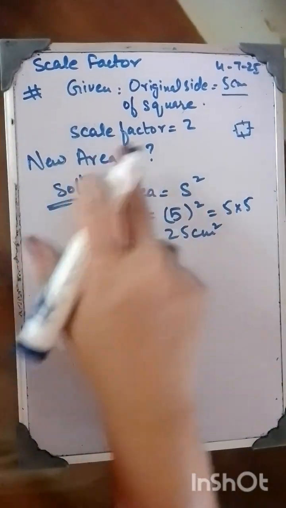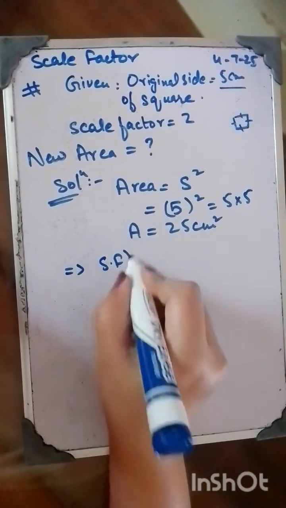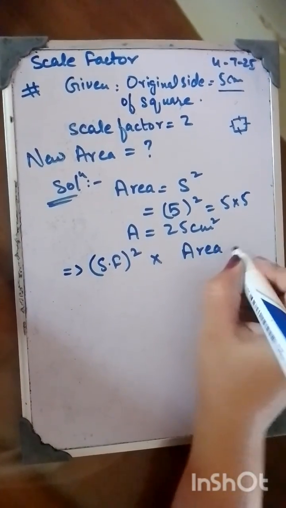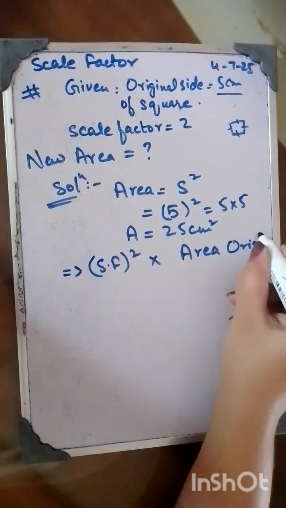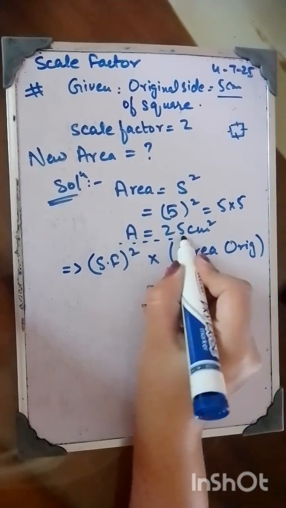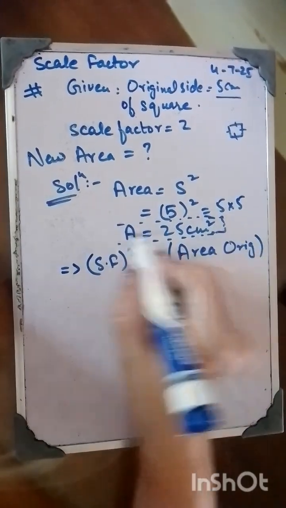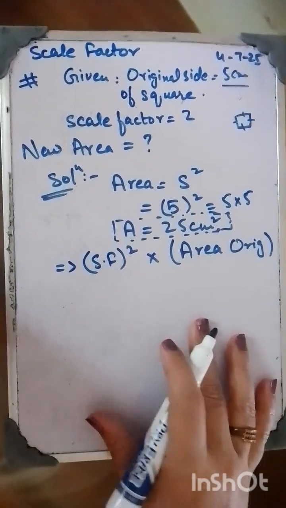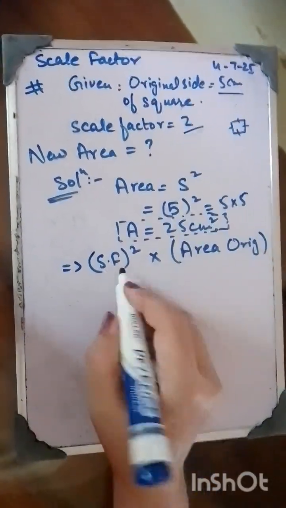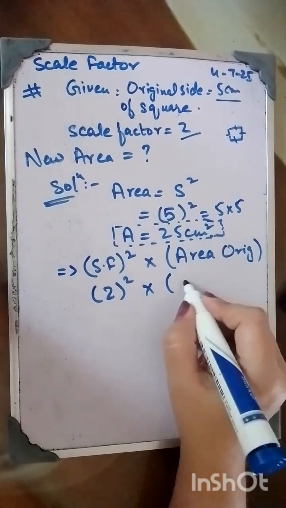So the new area we are going to find out by using the scale factor. We are squaring it and we are going to times it with the area, which is the older one. The older one is given to us. We have determined the older area, that is 25 centimeter square. Using the scale factor squared, it will be 2 square times 25 centimeter square.